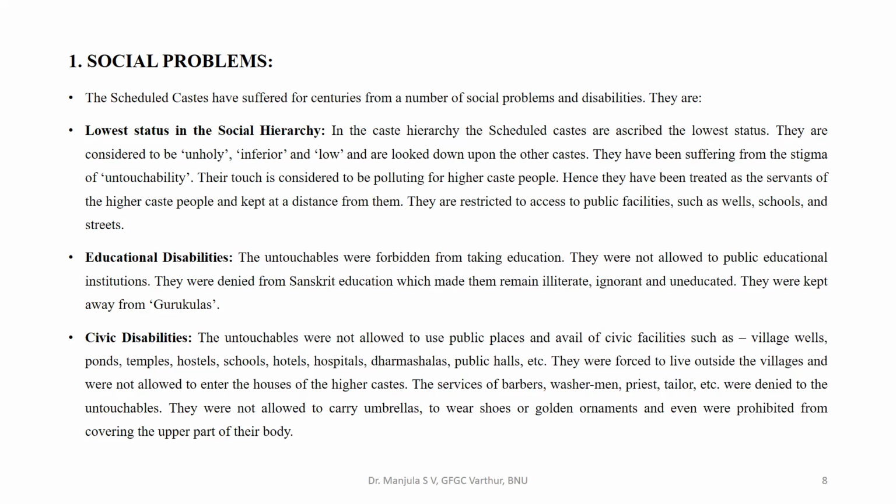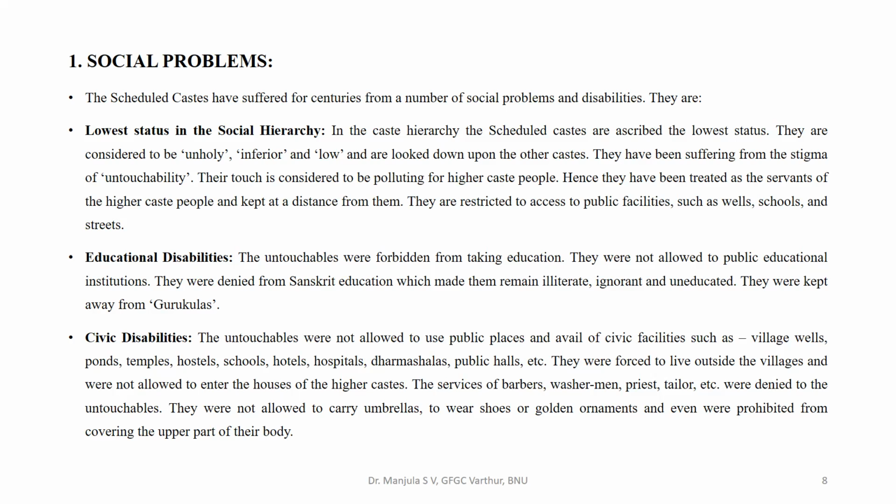They suffer from the stigma of untouchability, where the upper castes would be polluted if they have the touch of the scheduled caste people. Their touch is considered to be polluting for higher caste people. Hence, they have been treated as the servants of the higher caste people and kept at a distance. They are restricted from accessing public facilities such as wells, schools, streets, hotels, hostels, etc.